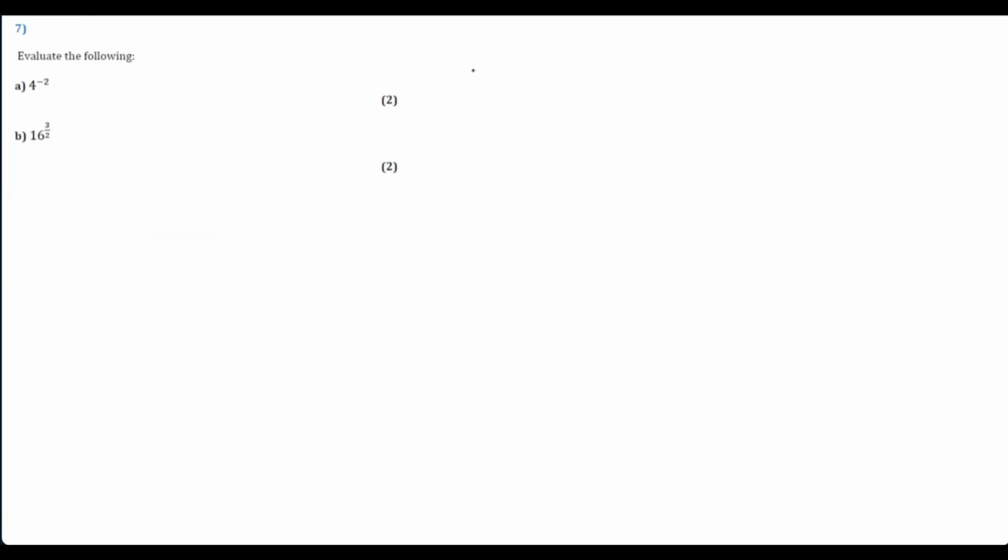Okay, it's finished. And very quick indices questions. 7a, this is saying 4 to the power of negative 2. Remember, if we have x to the power of a negative power, all we do here is we flip it upside down and attach the power back on, but that'll be positive. So this would be 1 over 4 squared, which would be 1 over 16.